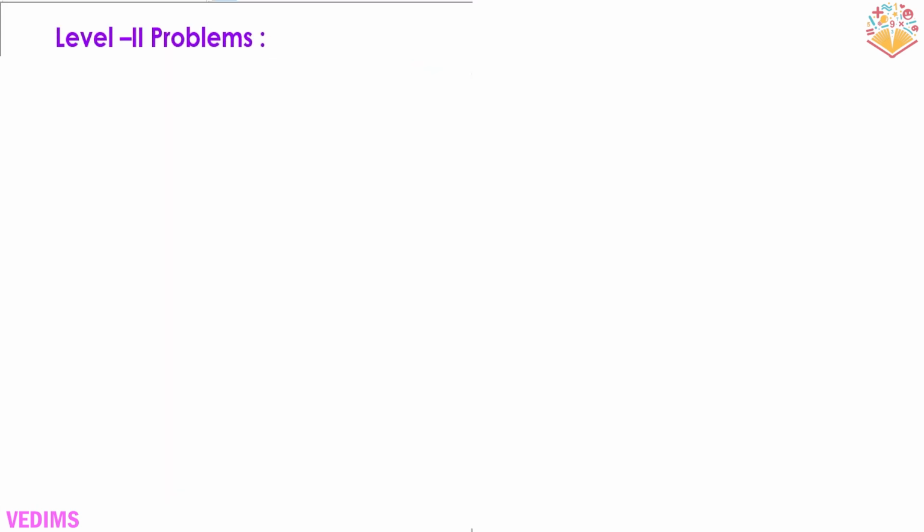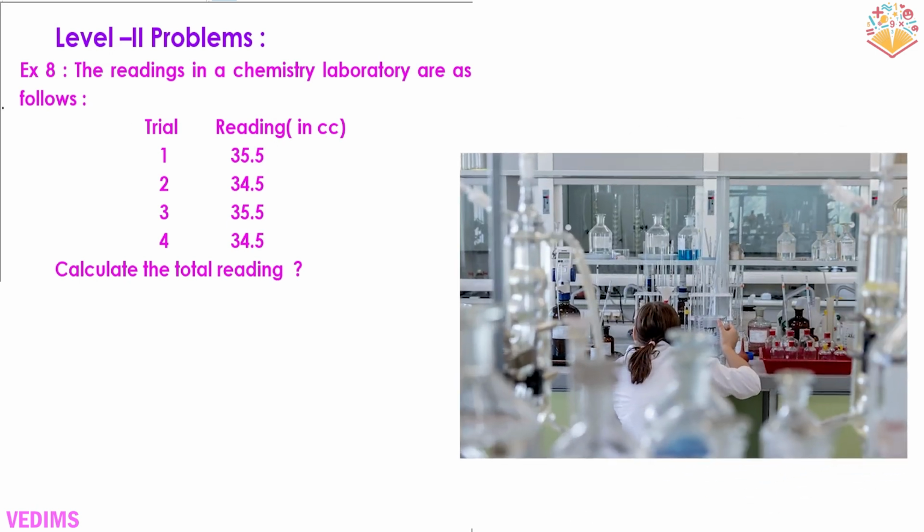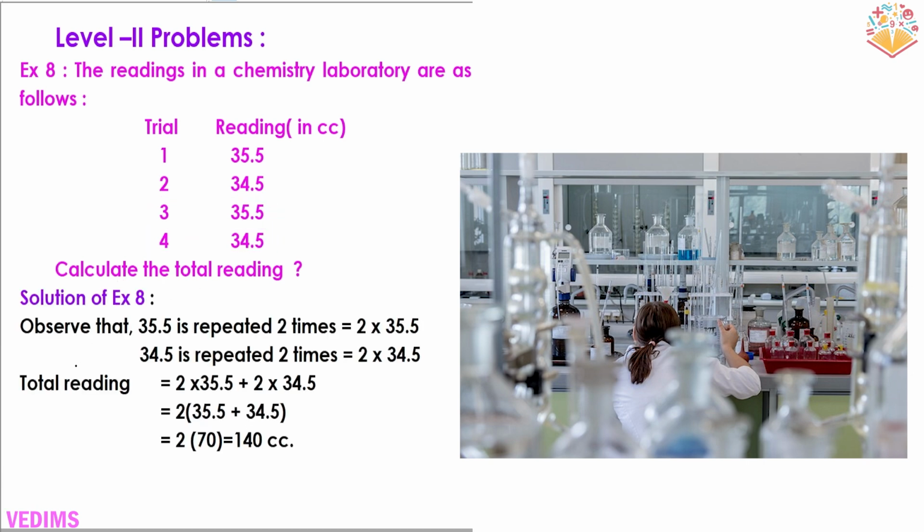Take another example, my dear students. Example 8. The readings in a chemistry laboratory are as follows. Generally, you are taking the burette reading in the laboratory. These are called the trials. Readings are like this. First trial 35.5, second trial 34.5, third trial 35.5, fourth trial 34.5. Calculate the total reading. Observe that 35.5 reading is repeated 2 times. So therefore, you can take 2 into 35.5.